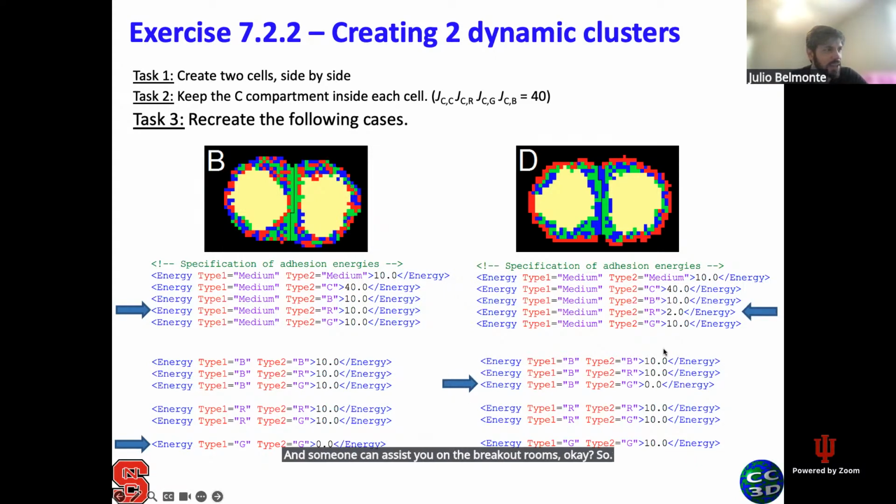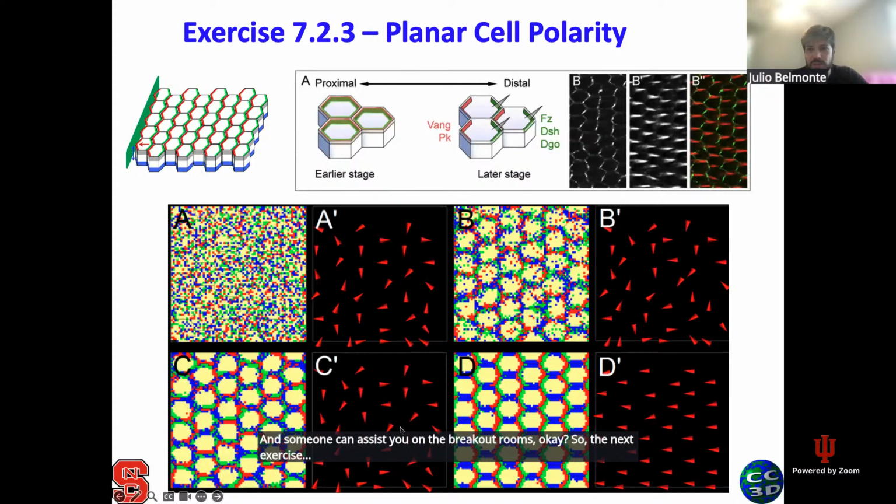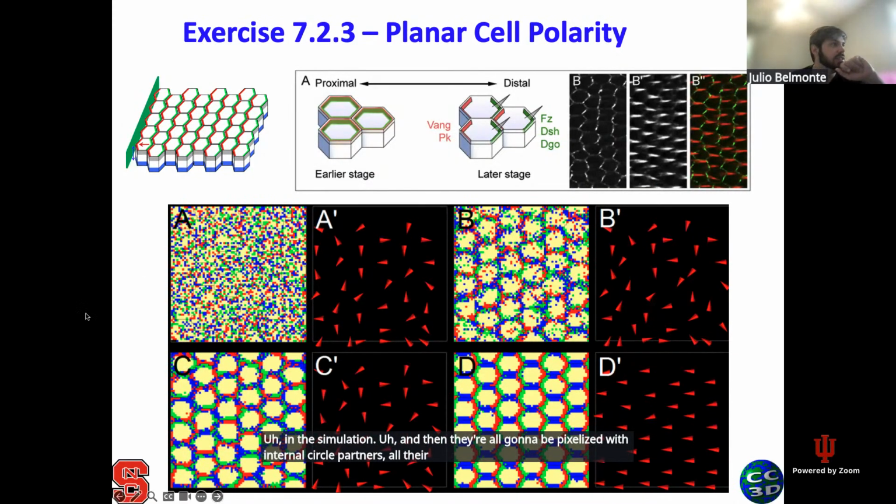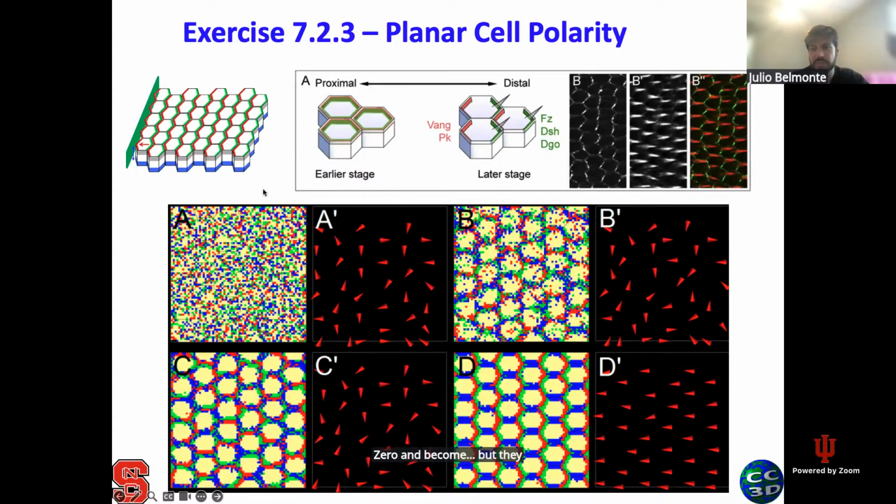So the next exercise, you actually want to try to do the planar cell polarity exercise. In this case, we're going to start with a bunch of cells in the simulation, and then they're all going to be pixelized with internal cell compartments. All their energy is going to be 0, but they're going to have positive external energies in such a way that the red and green compartments sort out to different sides of the cell. Okay, that's the idea. But I'm not going to give you this code.